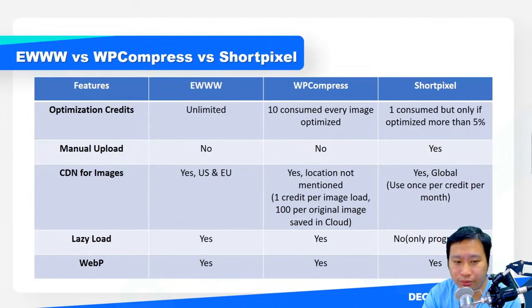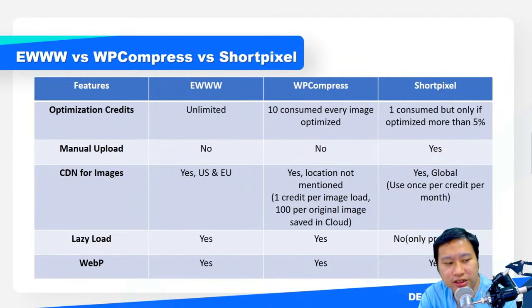As for ShortPixel, their CDN is global, and every month, it just uses 1 credit for that image whenever it's being loaded, right? I forgot to mention for you, they don't actually use credits. They give you a bandwidth, and it depends on the plan that you have, right? So if you use up the bandwidth, then the CDN stops working, right?